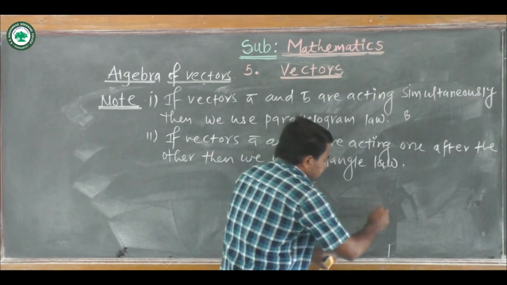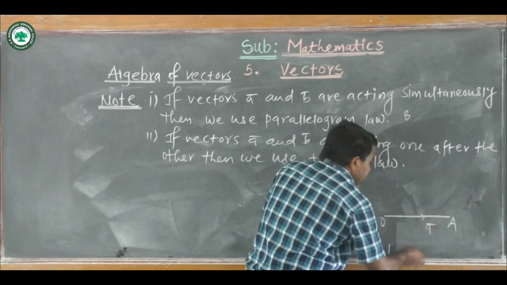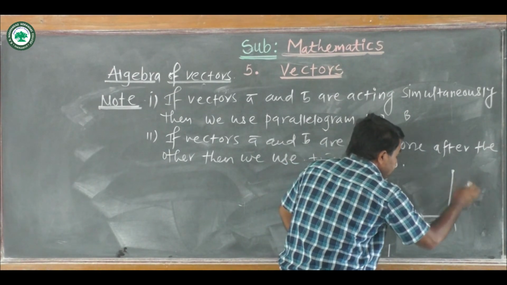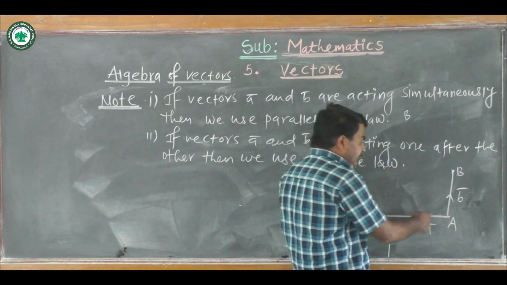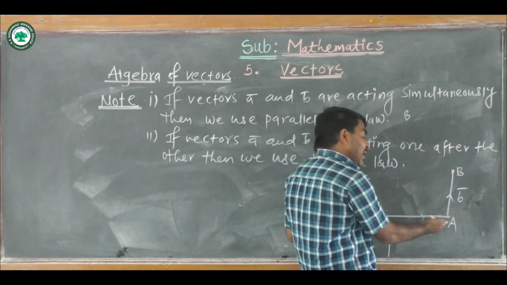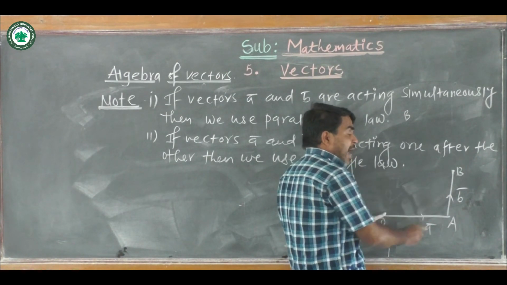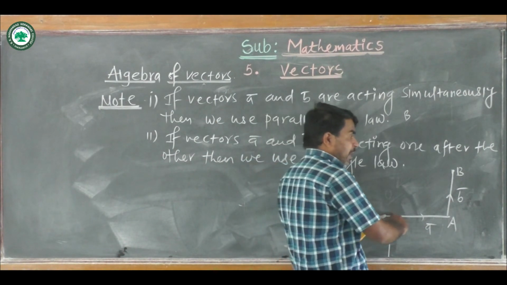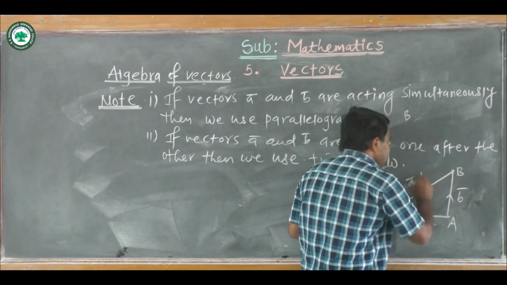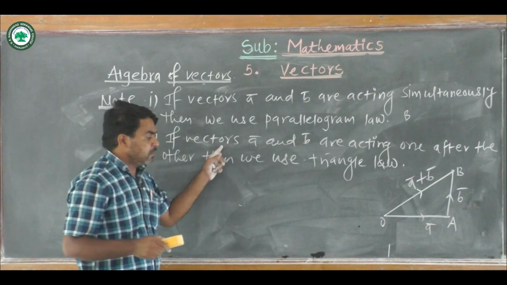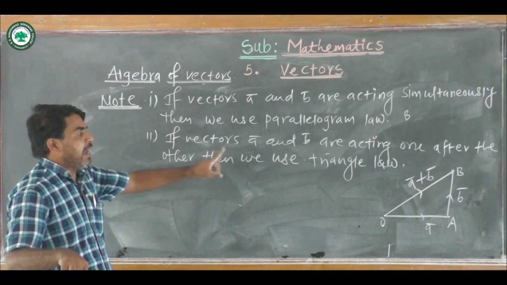See, I will just draw the figure. This is OA bar and this is AB bar, that is B bar. See here, OA bar is acted first and then AB bar is acted. So if two vectors A bar and B bar are acting one after the other, first OA bar and then AB bar, then we use the triangle law, that is A bar plus B bar. So this is the second note. If two vectors are acting one after the other, then we use the triangle law.